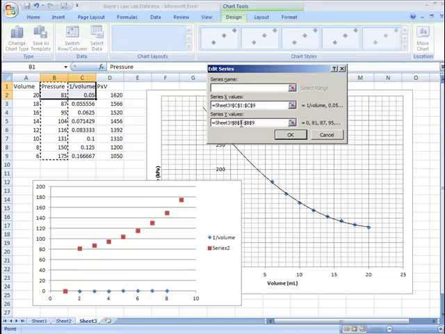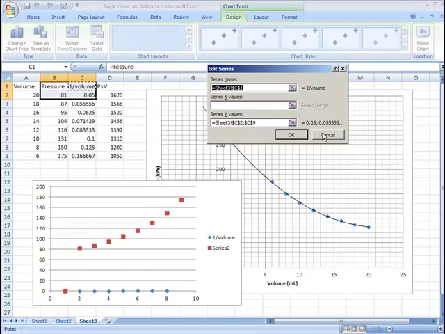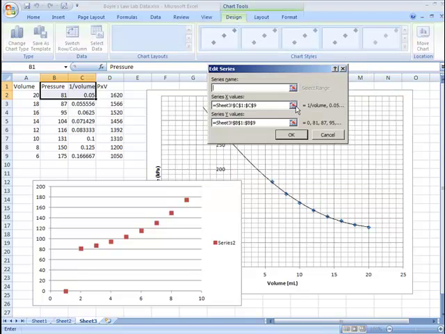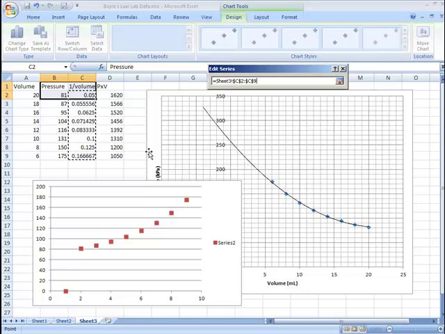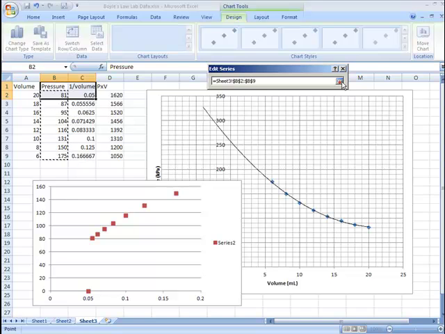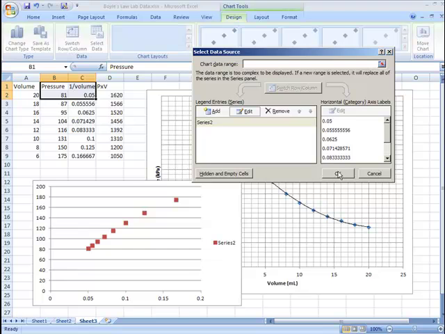And then delete that one. And why do we have this point here? So X values, 1 over volume. Y values, pressure. All right, an easier way of doing that is you just move the cells somewhere else in the chart.